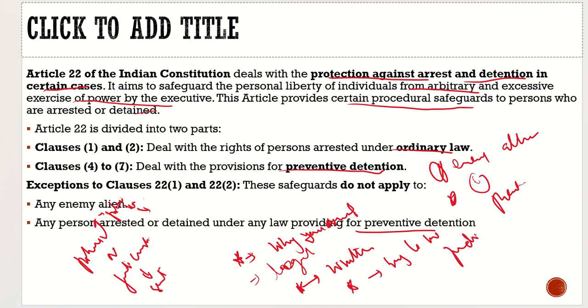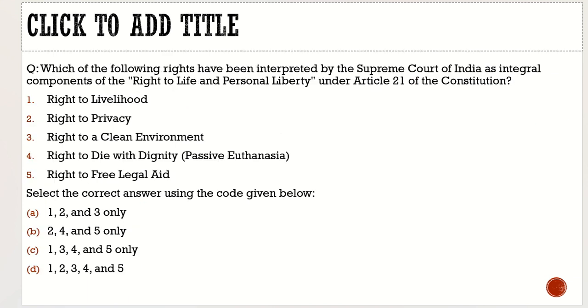With this, I hope both the articles are cleared. For today's discussion, Article 21 is very much clear, and Article 22 is also clear. Now let's try to solve these questions here. The question says, which of the following rights have been interpreted by the Supreme Court of India as integral components of right to life and personal liberty under Article 21 of the Constitution?